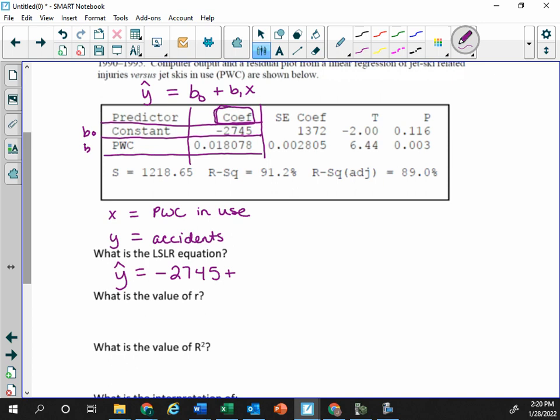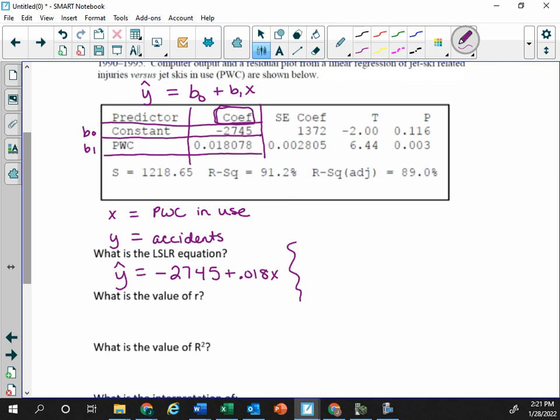So I'm going to write it next to it for you. b sub 0, and then b sub 1 is going to be your coefficient on personal watercraft, because that's what the x represents. Okay, so we would have plus, and you don't have to write the whole thing. I would write 0.018x.